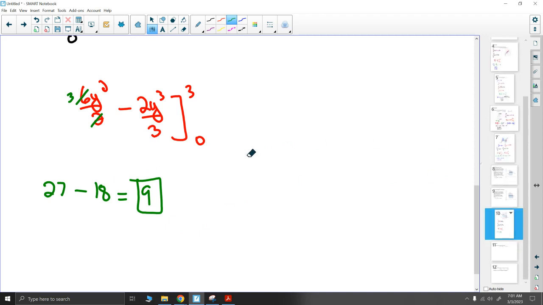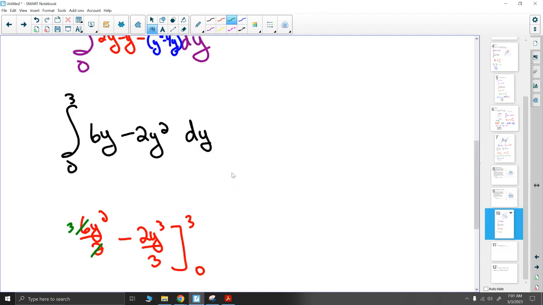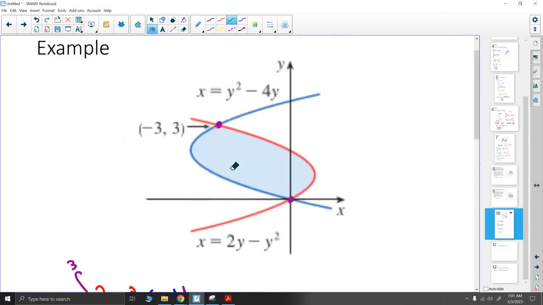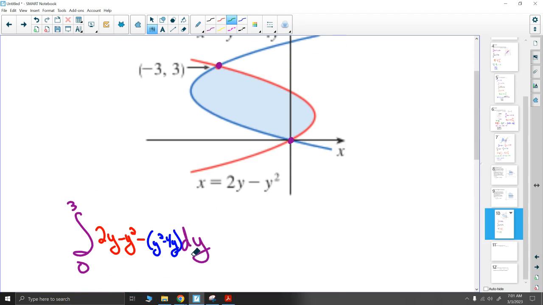Okay, so again, nothing special about this. The only difference is we change what we're integrating with respect to, and then whatever we're integrating with respect to, our bounds of integration are in terms of that variable as well. So from 0 to 3 here, from 0 to 3. Okay. Anyway, so let's do another one.